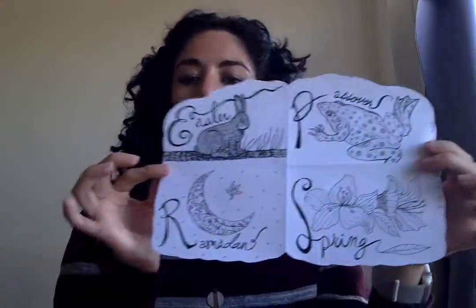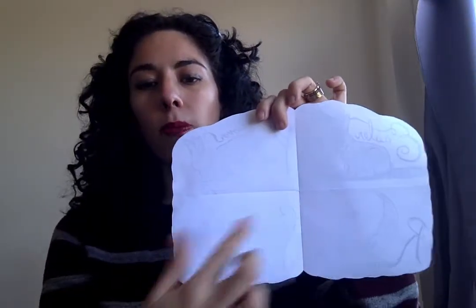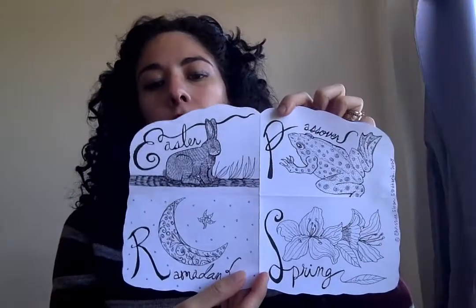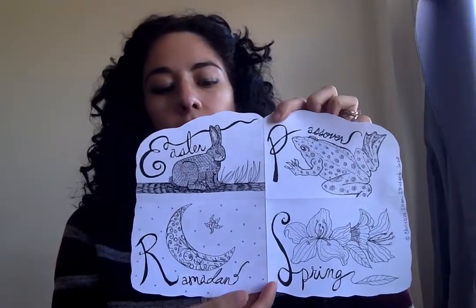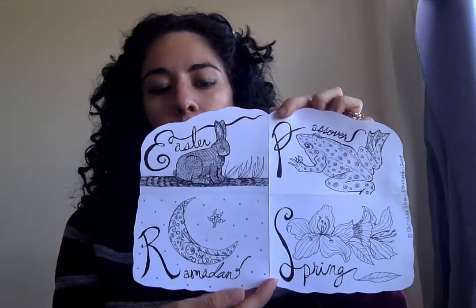I'm going to show you a quick little activity that you can do today or really any time that you're ready. It is a spring celebration chart. See, I have a piece of paper. It's folded into four parts. And in each part of the chart, I have a different holiday or landmark of spring.